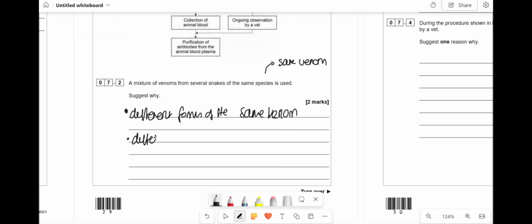So there's going to be different antibodies complementary to the venom toxins. They're all the same toxin, just slightly different. So we're going to have different antibodies. That's what it's trying to get at. A lot of people are saying it needs to be to identify the right species. No, they've told you that they're using a mixture of different venoms of the same species to make this stuff. So there's only one explanation, which is that.